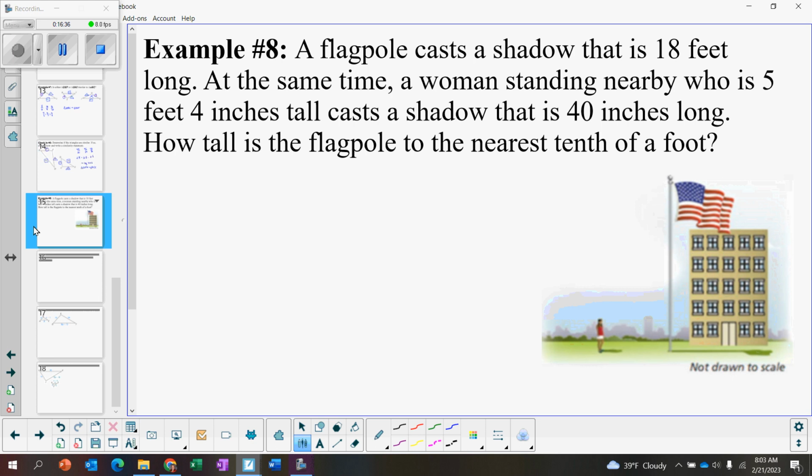A flagpole casts a shadow that is 18 feet long. At the same time, a woman standing nearby who is 5 feet 4 inches tall casts a shadow that is 40 inches long. How tall is the flagpole to the nearest tenth of a foot?